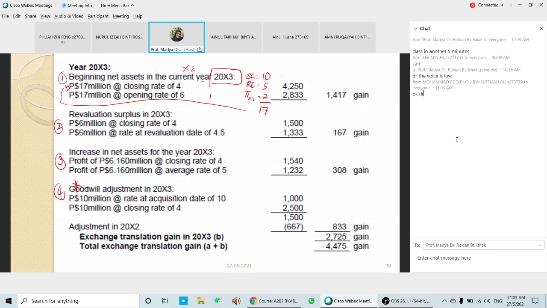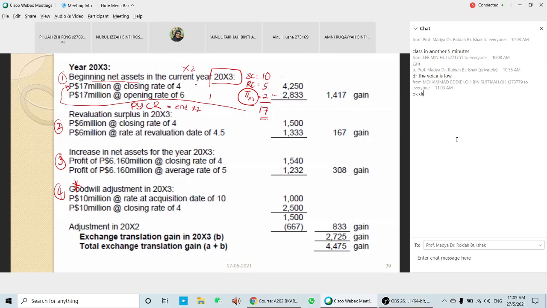Current year profit here is the year X2 profit that we brought, because this one is a beginning net asset. So it means the profit in the year X2. So altogether we have 17. So 17 compared with the closing rate and the opening rate. Opening rate here is the previous year closing rate, which is the rate at the end of X2. Closing rate at X2 is given here as 6.